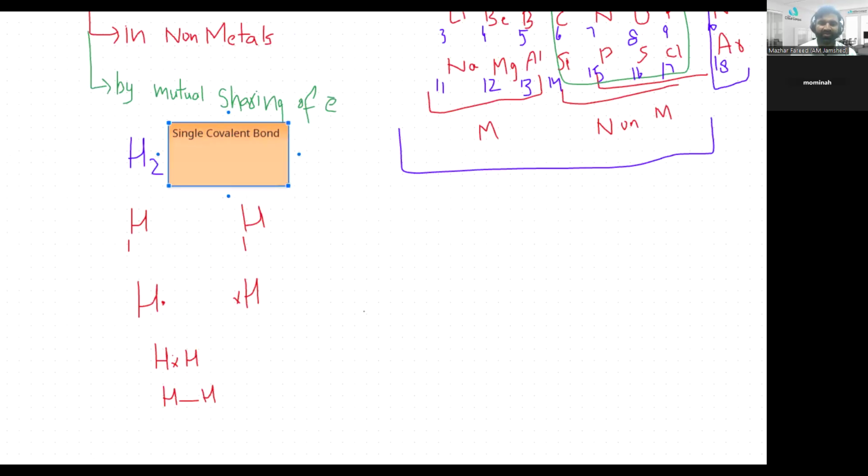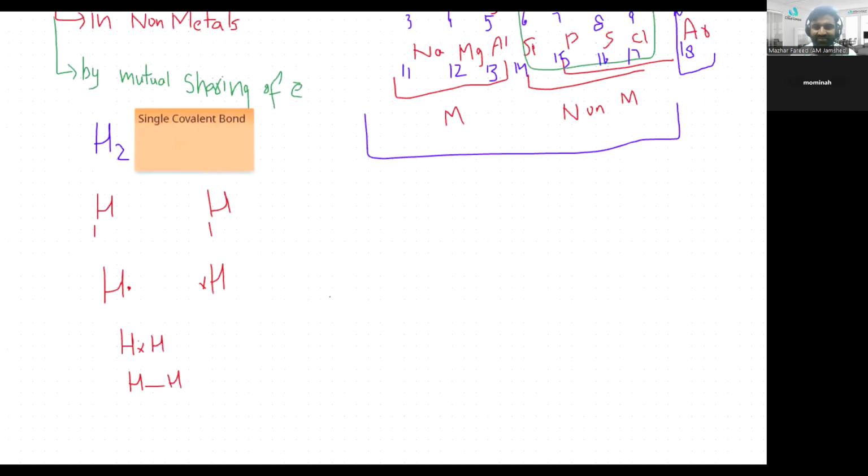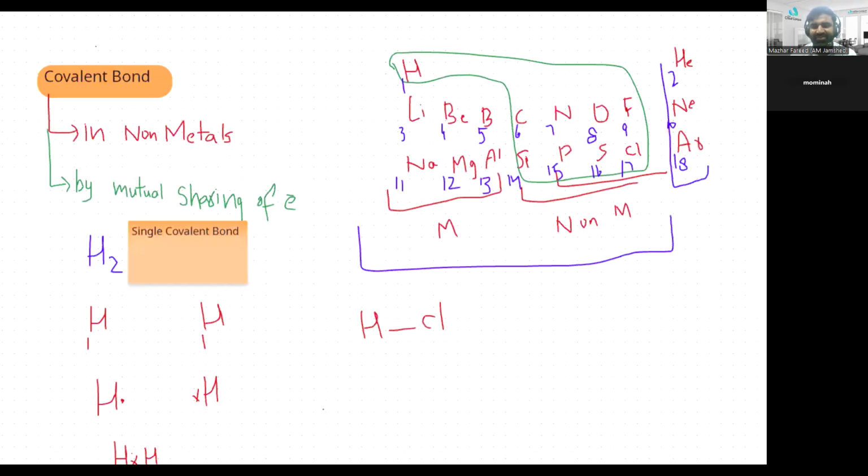So we can explore more examples of single covalent bond, like HCl. Hydrogen is also a non-metal, you are seeing here, and chlorine is also a non-metal. So covalent bond is always present in non-metals. So we see how a single covalent bond is present in HCl.